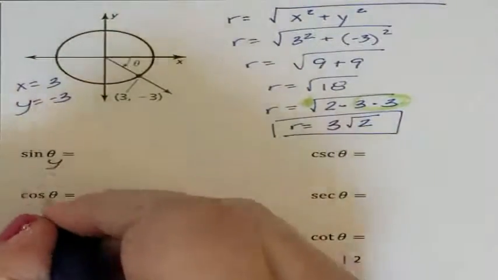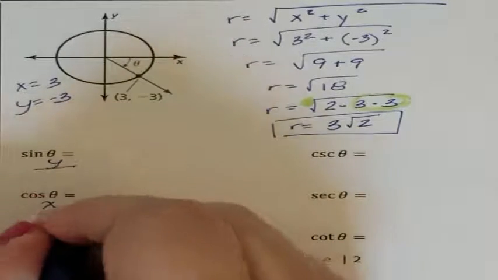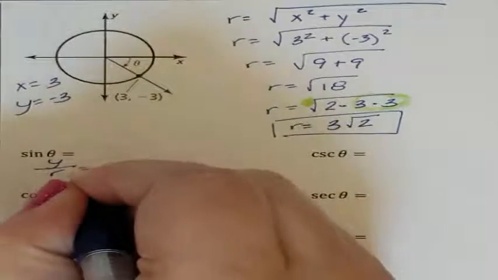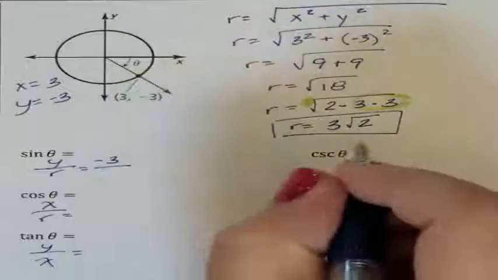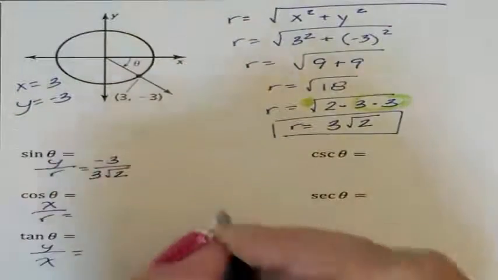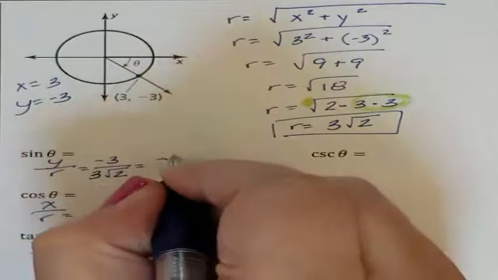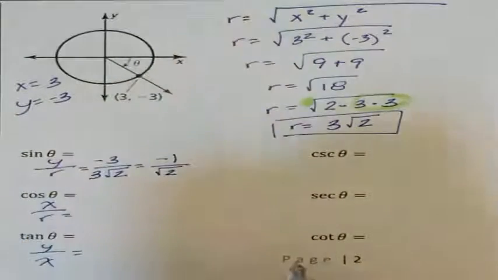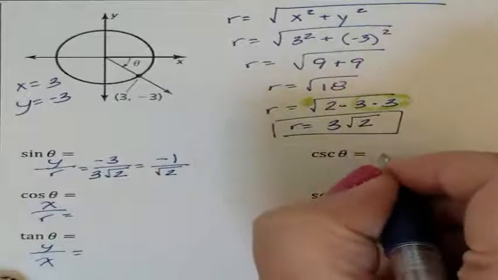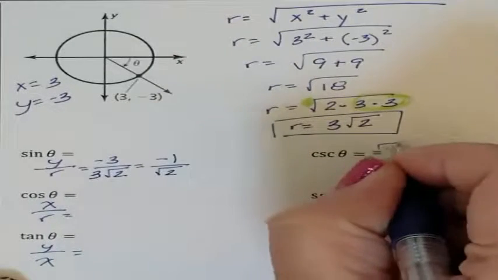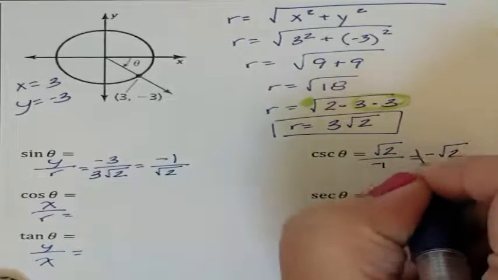So sine uses y, cosine uses x, and tangent is y all over x, where sine and cosine are both over r. So my y was -3, my r is 3 root 2. Simplifying this first, 3 divided by 3 is 1. So I have -1 all over root 2. If this were my final answer, cosecant is going to be the reciprocal. So this is root 2 all over -1, which simplifies to -root 2.